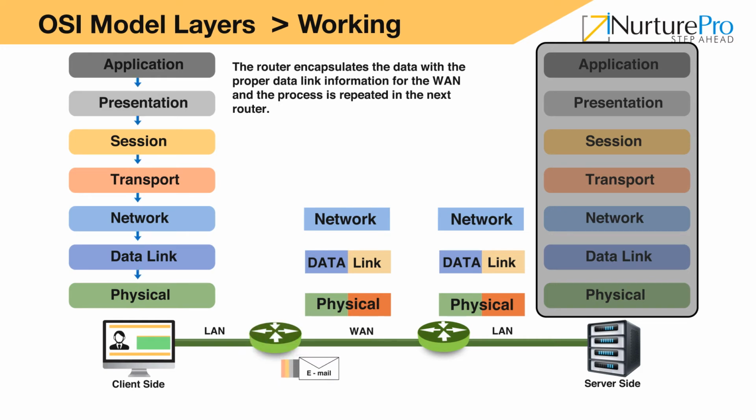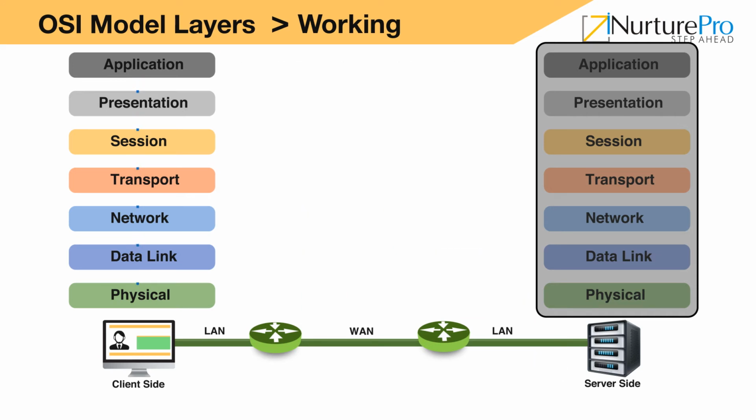When the receiver side router receives the data, the router will remove the data link information and will send the packet to the network layer where the next destination will be identified, and once identified, it appends the appropriate data link information to send it to the Ethernet network again. When the data is received at the receiver's side, each layer of the model will remove a layer of encapsulation and read the information appended by the same layer on the sender side.